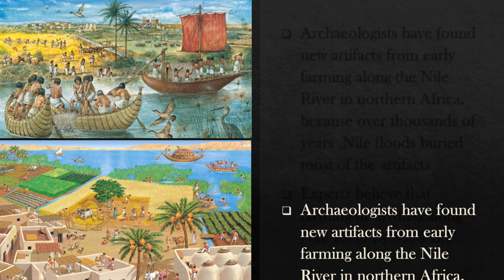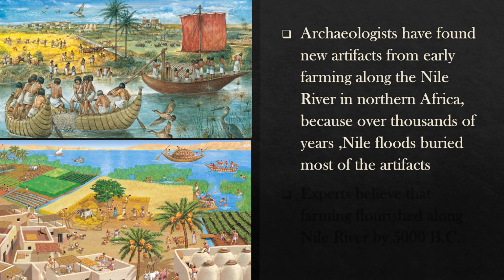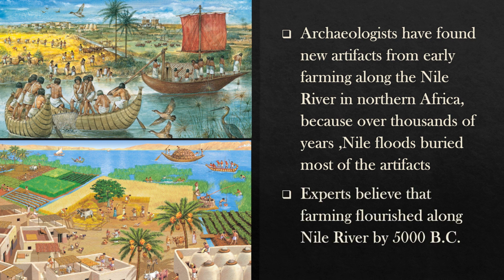Nowadays, some archaeologists have found new artifacts from early farming along the Nile River in northern Africa, and this is because over thousands of years the Nile River floods buried a lot of artifacts. And experts believe that farming flourished along the Nile River by 5000 BC.